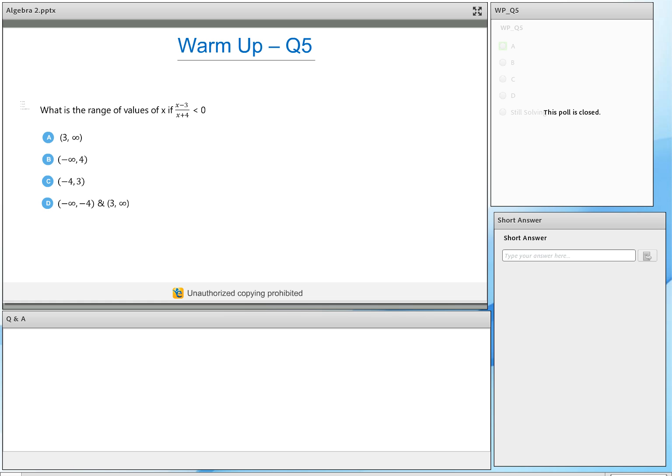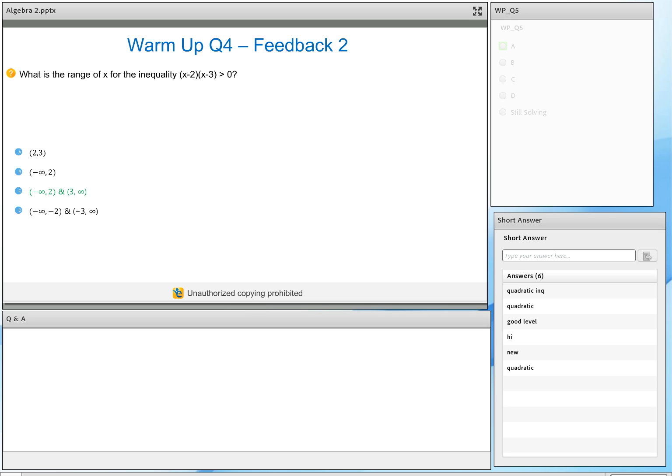So what kind of questions were questions 4 and 5? What kind of inequalities? They were new inequalities, quadratic inequalities. Yes, they were quadratic inequalities. All right. So let's go through question number 4.